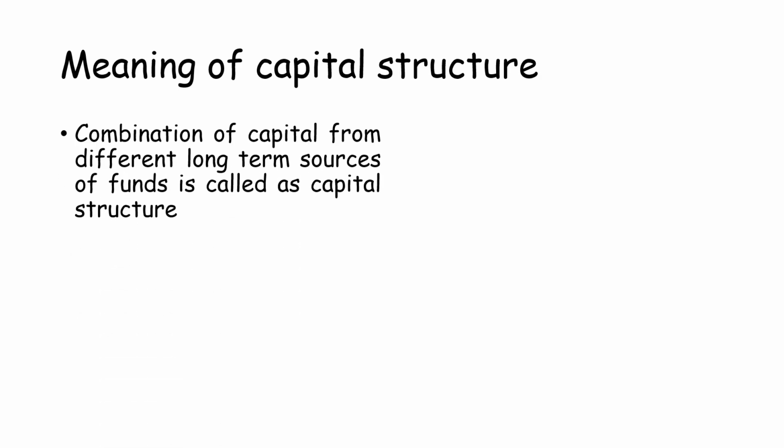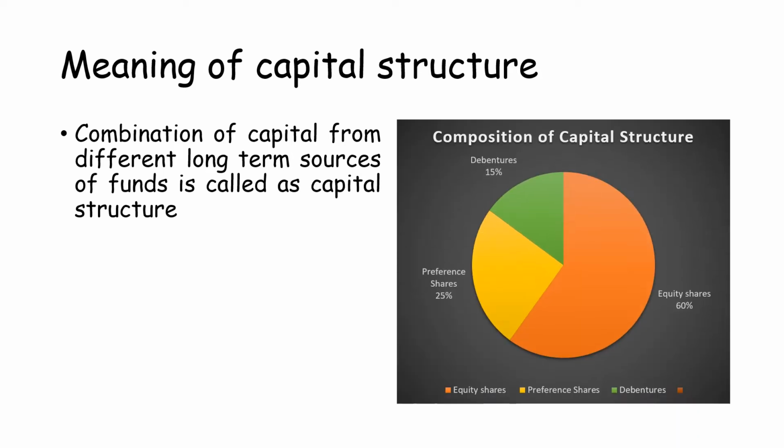Capital structure is a combination of capital from different long-term sources of funds. As you can see here in this picture, the pie chart represents the capital structure of a particular company. It shows that 60% of the capital is raised through the issue of equity shares, 15% of the capital of the company is raised through the issue of debentures, and remaining 25% of the funds are raised through the issue of preference shares. It is important to note here that a finance manager cannot randomly select the sources from which he can raise the funds.